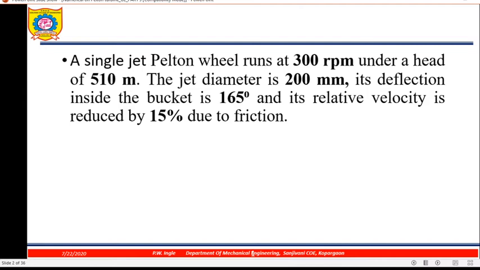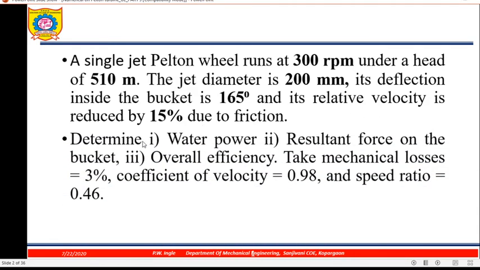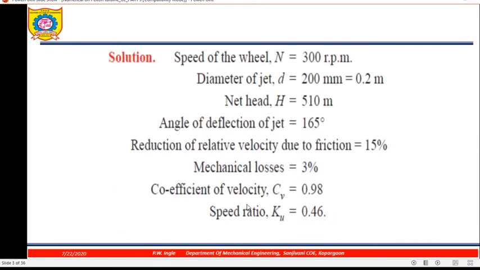So I'll read the statement of the problem. A single jet Pelton wheel turbine runs at 300 rpm under a head of 510 meter. The jet diameter is 200 mm. Its deflection inside the bucket is 165 degree. Its relative velocity is reduced by 15% due to friction. Calculate water power, resultant force on bucket, overall efficiency by taking mechanical losses as 3%, coefficient of velocity as 0.98 and speed ratio as 0.46.